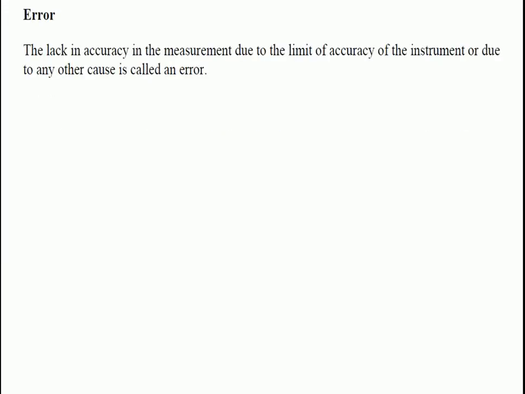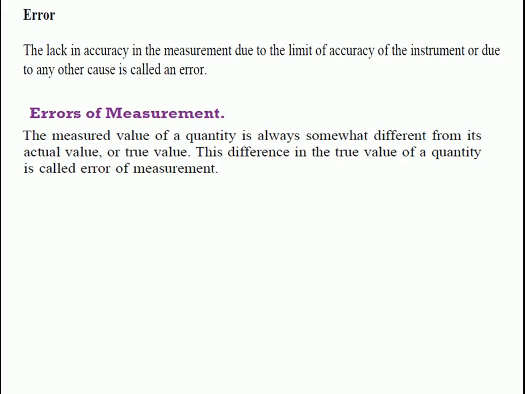Whenever we measure a physical quantity, errors come. Error is a lack of accuracy in the measurement, and it comes due to different reasons. Mathematically we can say error is the difference between the actual value, the true value, and the measured value. Suppose the true value of a rod is 1 meter and you measure it to be 0.9 meter, then when you subtract you will get 0.1 meter, and 0.1 meter is the error.